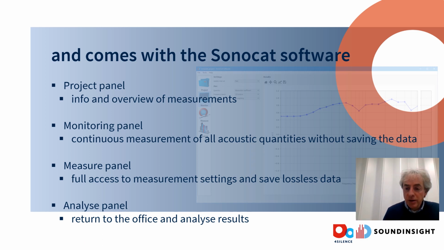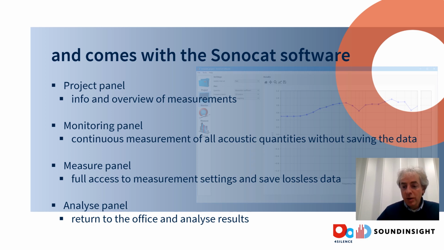So all the quantities that the Sonocat can measure, you can view in the Sonocat software. So the Sonocat software is built out of 4 panels, which you access at the different stages of your measurement. So first you go to the project panel. You type in the info that you want to store connected to the measurements, like an operator or a location. And you also see all the measurements that you have done within that project. So it's kind of an administrative panel.